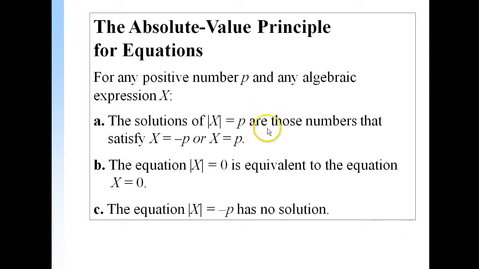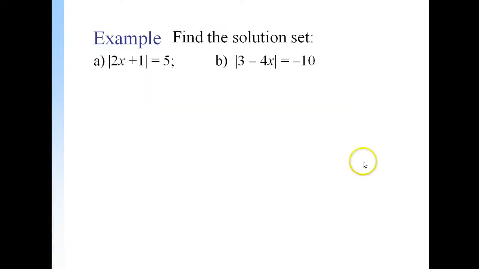So here's sort of a summary of what we've just done. All right, now we get into the meat and potatoes, so to speak, of what we're doing. And what is the strategy for doing these? Well, the strategy is, first of all, you remove the absolute sign and just set it up: 2x plus 1 equals 5.